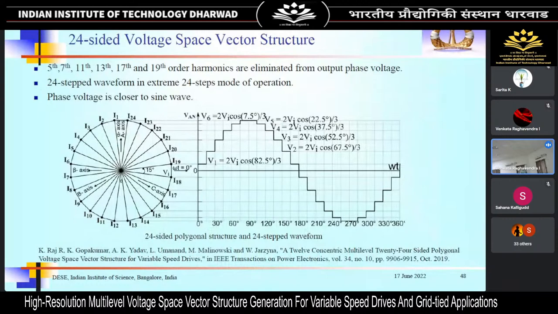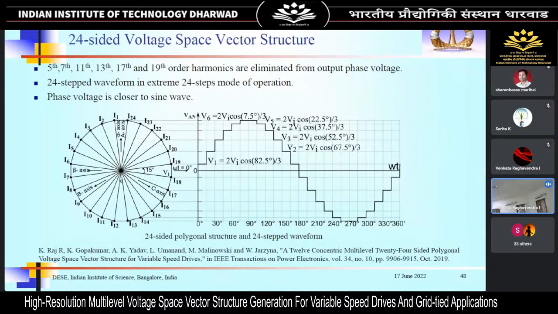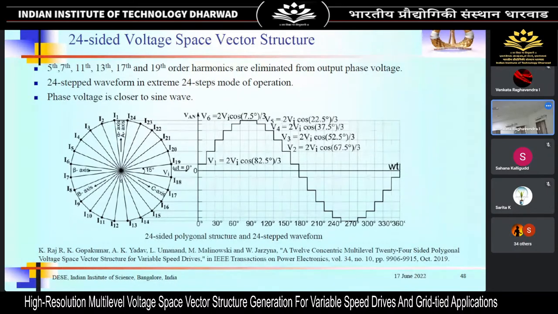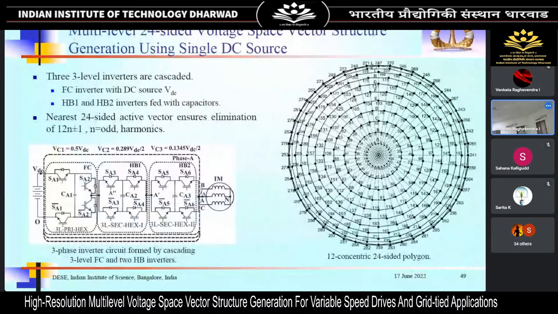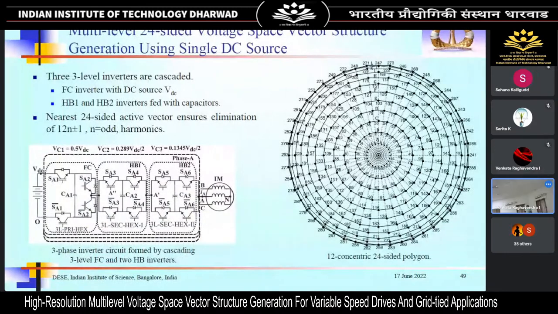The concept of 18 step means we get an 18 step waveform. This is also close to a sine, correct? Compared to the original square wave. Now, then we move to 24 sided.